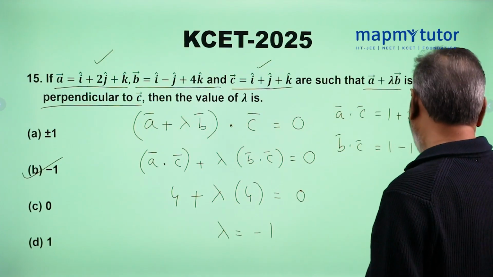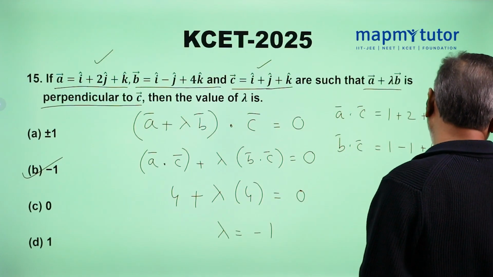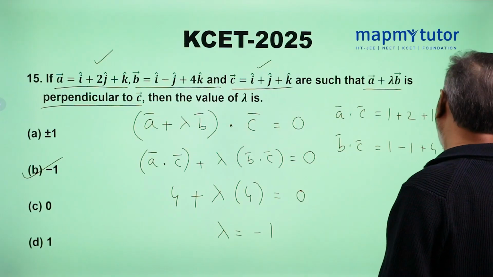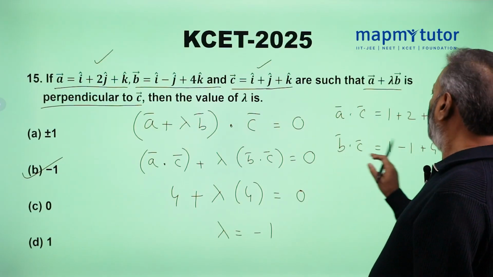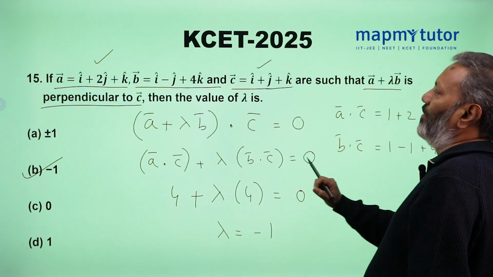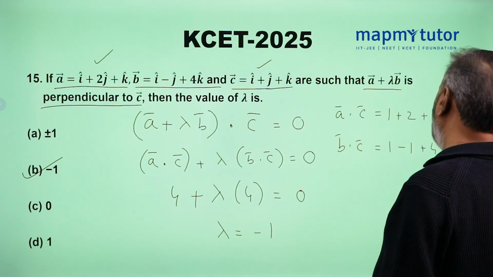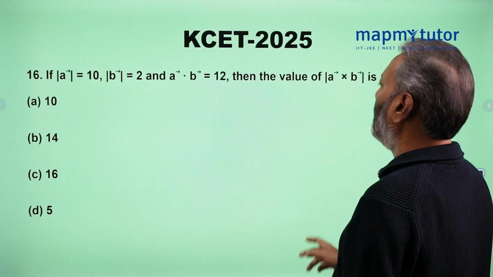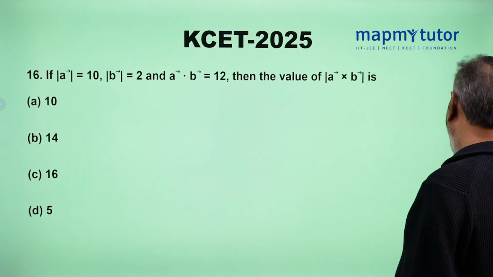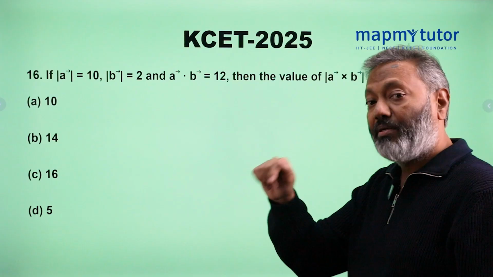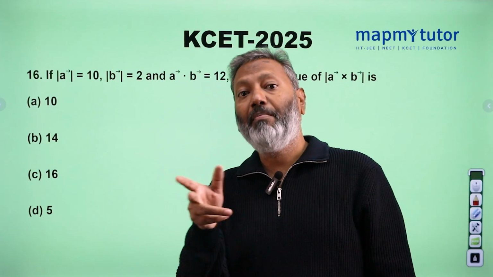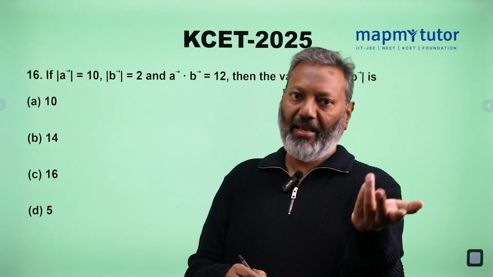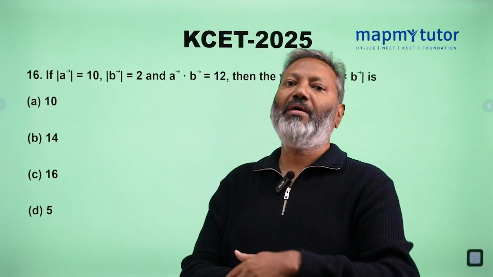Okay. Got it? So here what is the point? If the dot product is 0, then the two vectors are perpendicular to each other. If the dot product is 0, then two vectors are perpendicular. What happens if the cross product is 0? Then the two vectors may be parallel. If they are parallel, like or unlike, whatever it is, then the cross product will be 0.